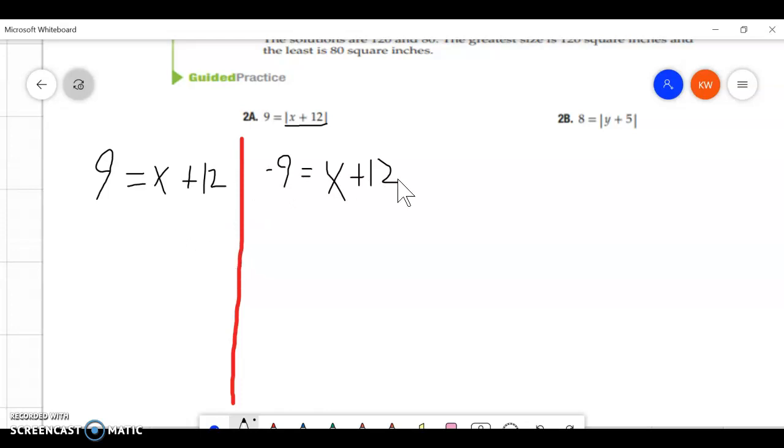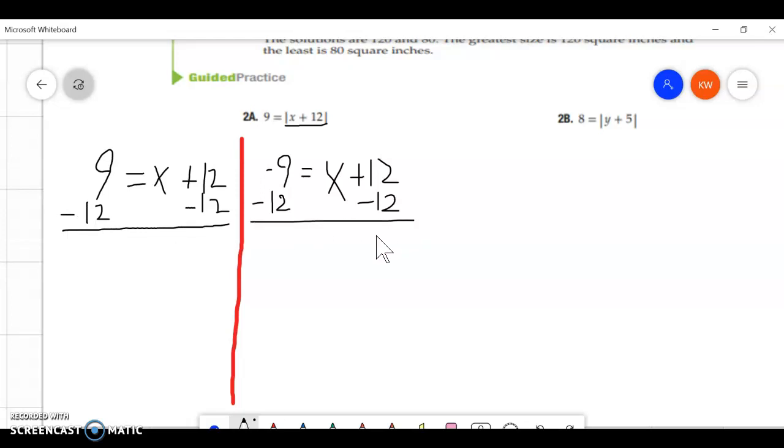Now luckily for us, it says x plus 12 is on both sides. That means we're going to take the same step to solve it. So over here, we have to subtract 12 from the right side of this. So subtracting 12, subtracting 12. So on this side, I got negative 9 minus 12. On this side, I got 9 minus 12.